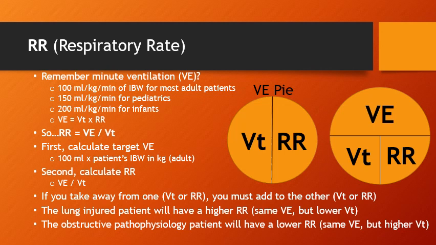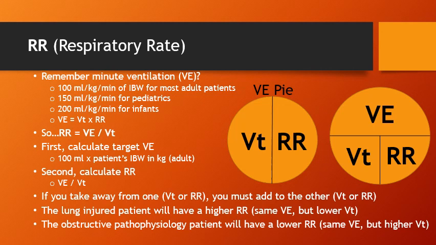Now the whole circle, the entire pi, is our minute ventilation. And we know that minute ventilation is made up of two pieces, tidal volume and respiratory rate. If you take away from one, either the tidal volume or the respiratory rate, you must add to the other. We can never have less than a whole pi because we have to meet the patient's demands and the patient's needs for minute ventilation. That's critically important. So for an adult, we have to meet that 100 milliliters per kilogram per minute that they need. That means we can never have an empty piece of pie.